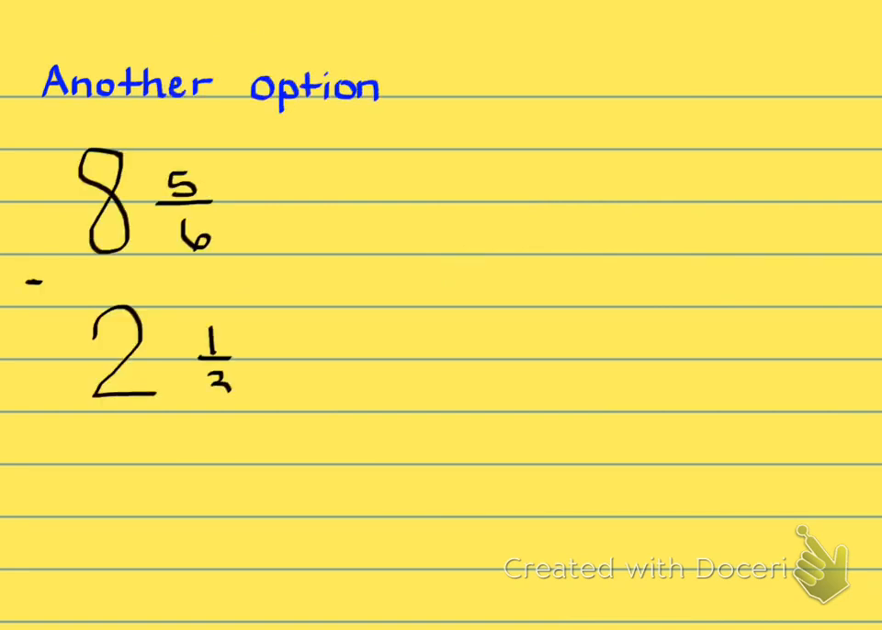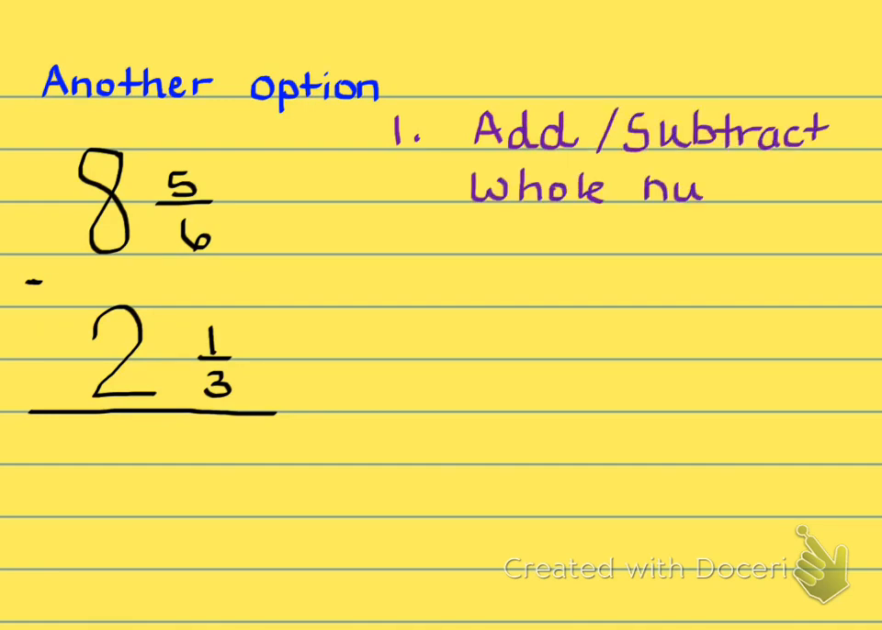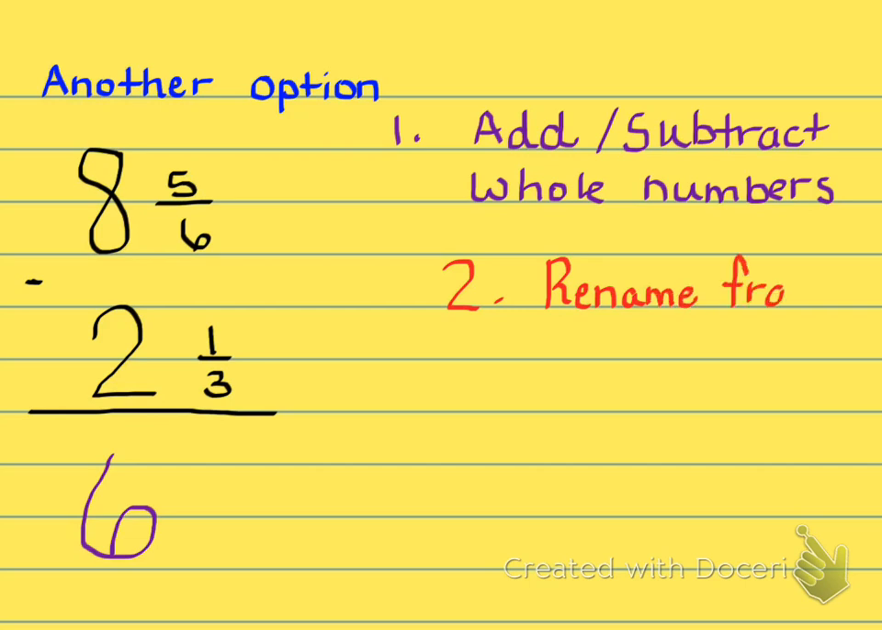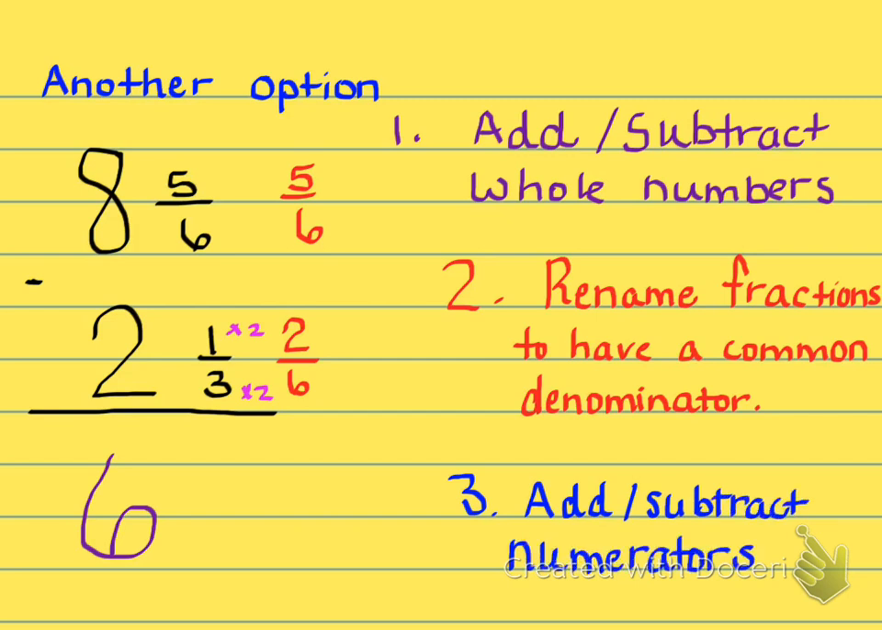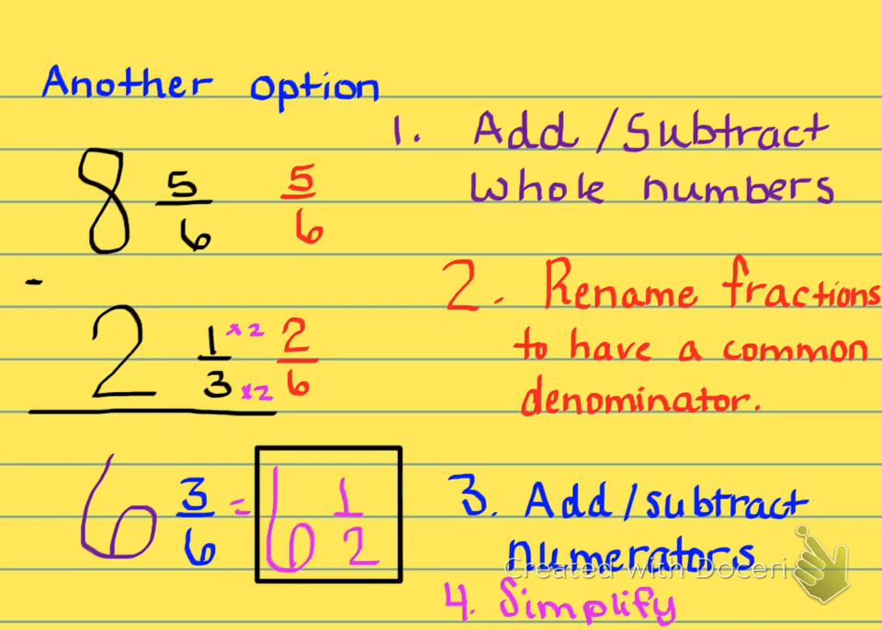So it says another option, same problem, 8 and 5/6 minus 2 and 1/3. So the first thing that you're going to do is add or subtract the whole numbers. So 8 minus 2 is 6. Then you're going to rename the fractions. So when we rename the fractions to have a common denominator, we're going to change them like that. So you can see 1/3 becomes 2/6 and 5/6 stays 5/6. So now I'm just going to add or subtract the numerators, and 5 minus 2 gives me 3. And then I come up with this answer of 6 and 3/6, which is what we got before. And then when we simplify, we need to make it 6 and 1/2.